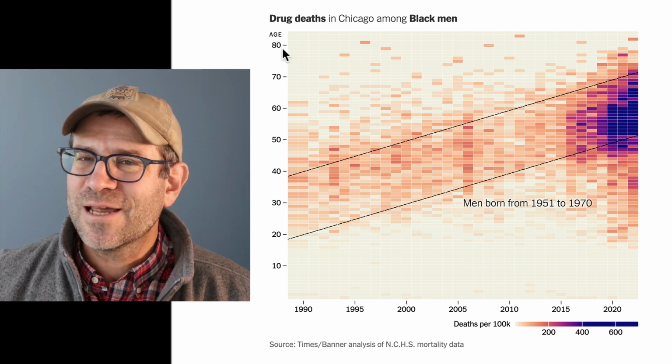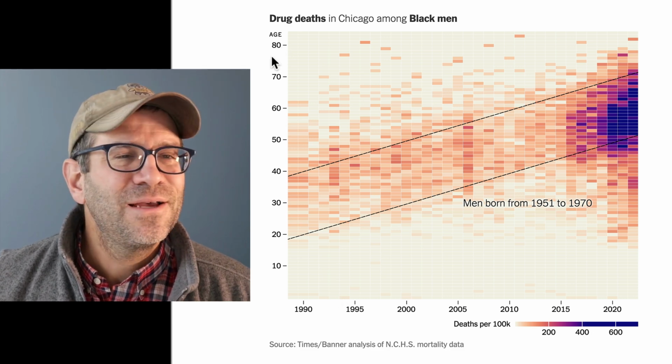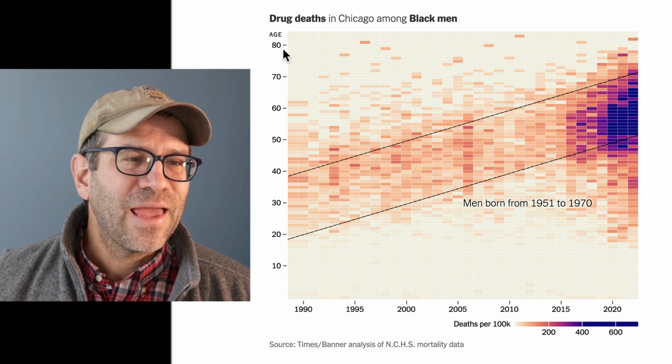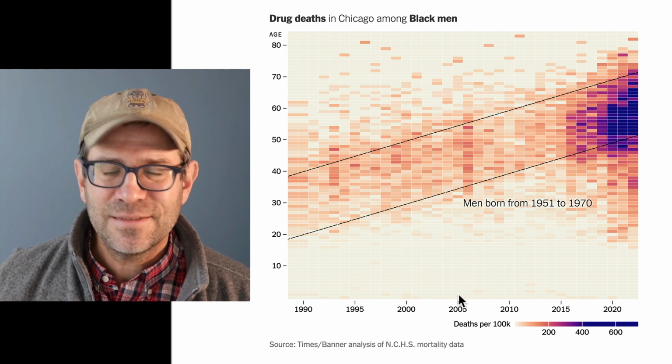Also, as always, the New York Times has their own kind of style, right? And so they have these tick marks that aren't connected to the axis.